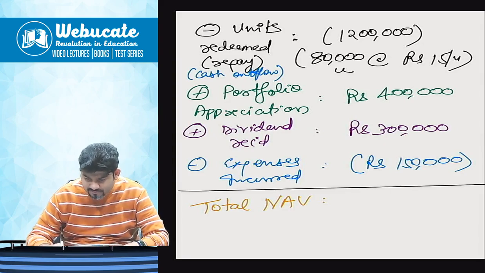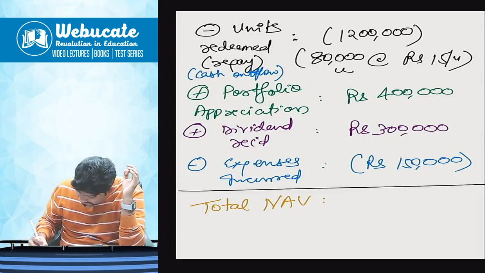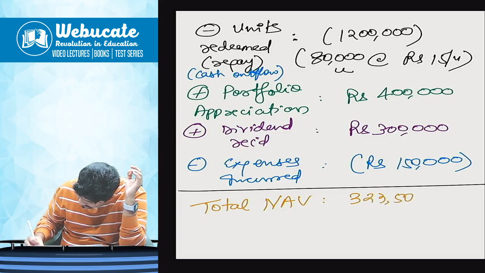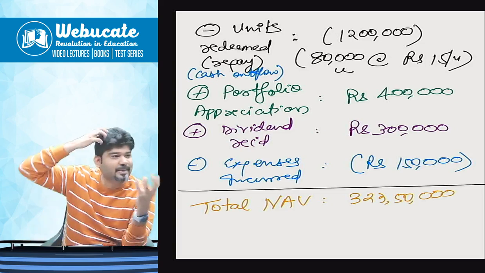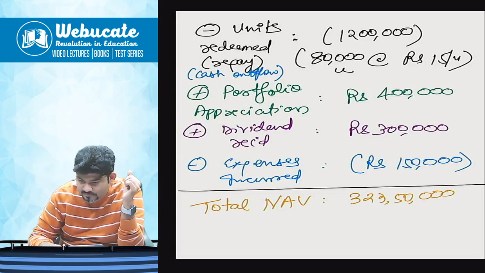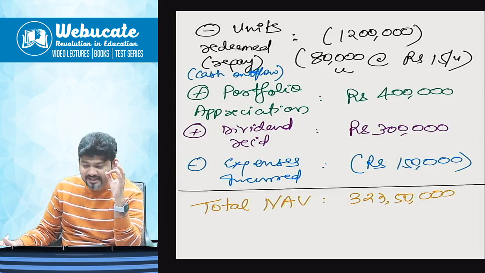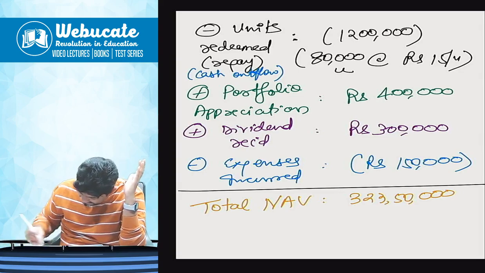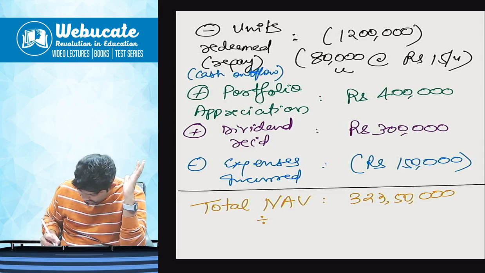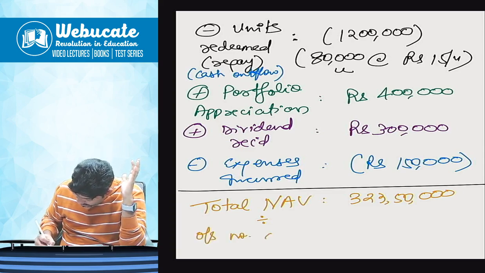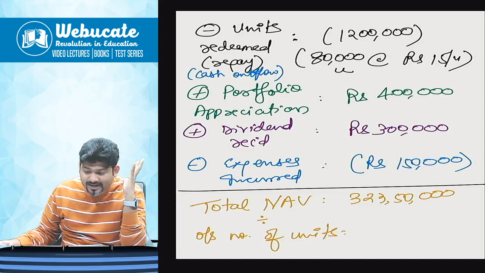So, what is the total NAV? 33,23,50,000. Okay. Divide by the outstanding number of units.